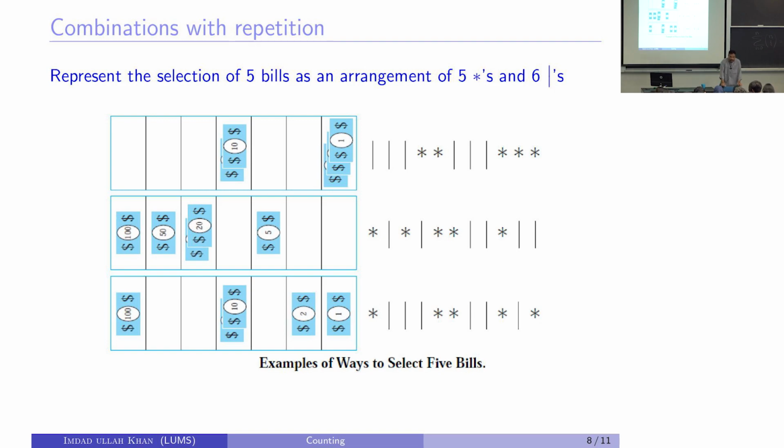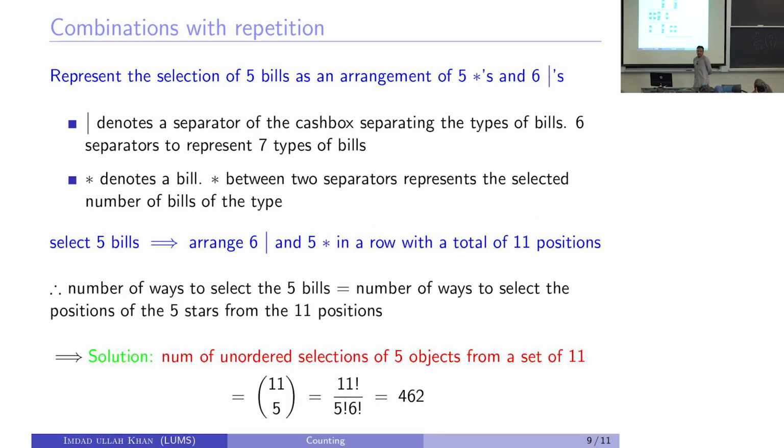11 choose 5, or equivalently 11 choose 6, right? Choose the places for bars. Out of these 11 ticks, choose 6 of them for bars, the remaining are forced, so stars are forced. Is this clear? Yes? Okay.